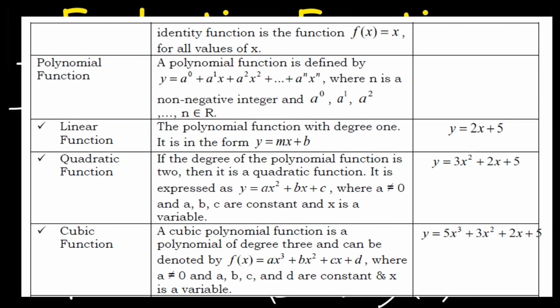Cubic function. A cubic polynomial function is a polynomial of degree 3 and can be denoted by f of x is equal to ax cubed plus bx squared plus cx plus d, where a is not equal to 0 and a, b, c, and d are constants, and x is a variable.